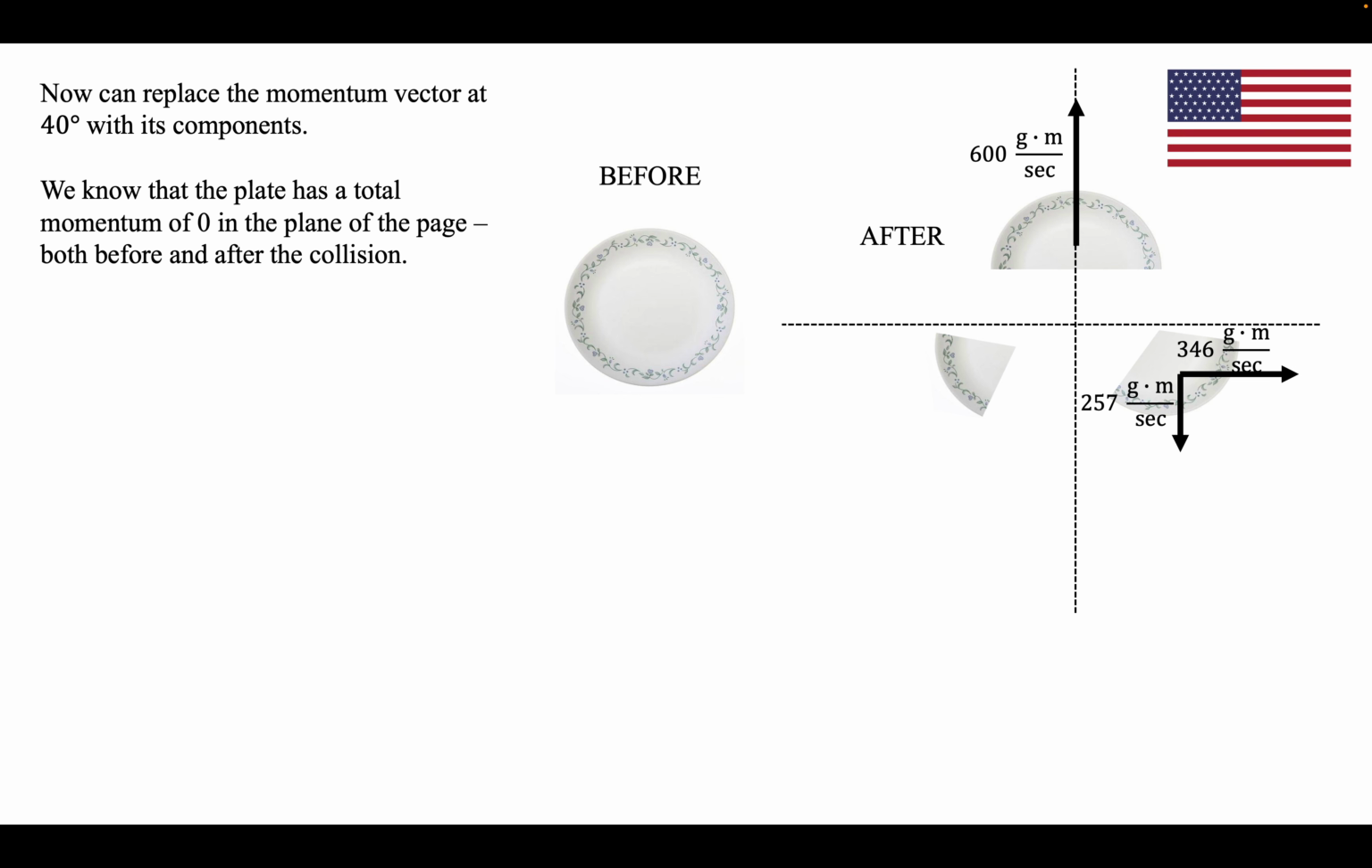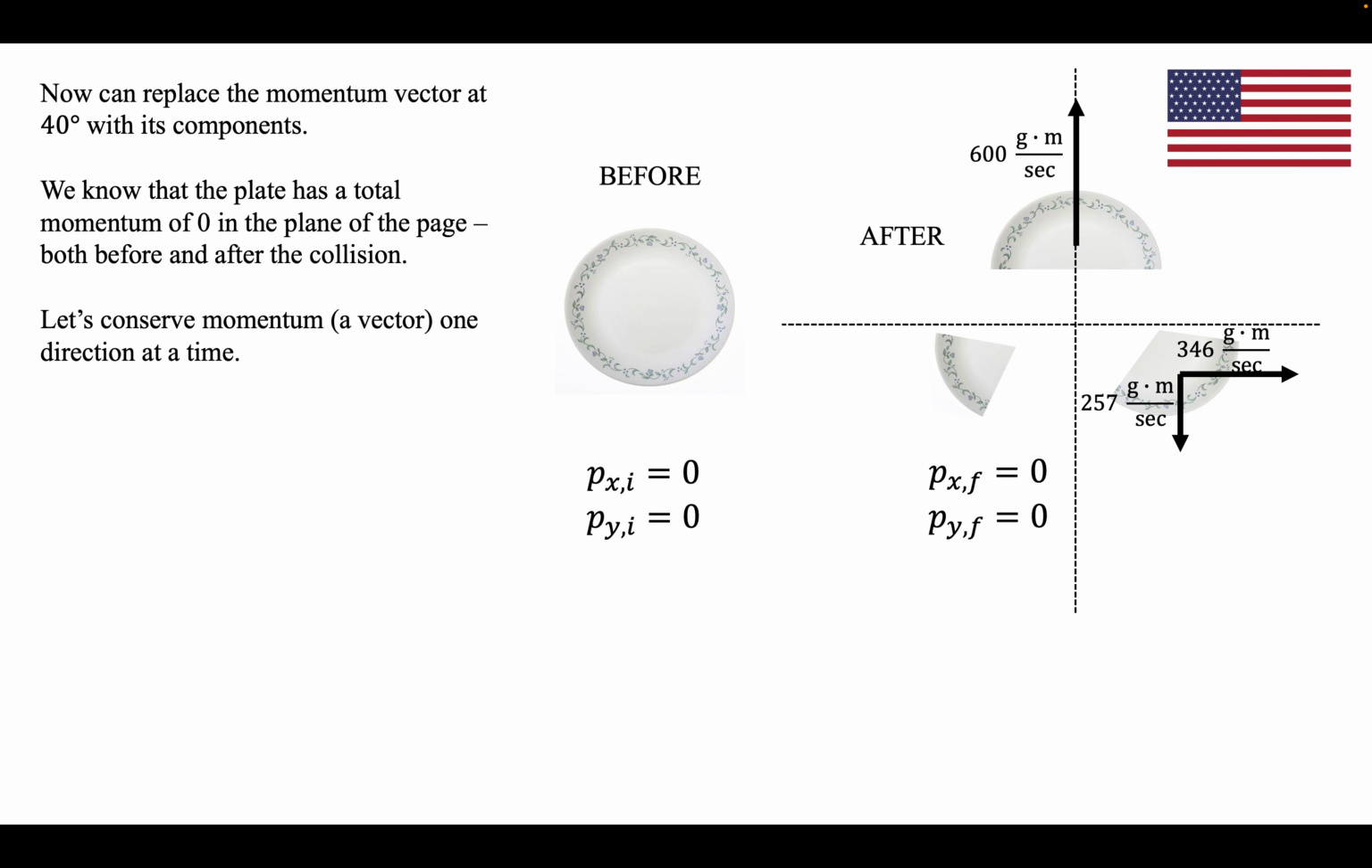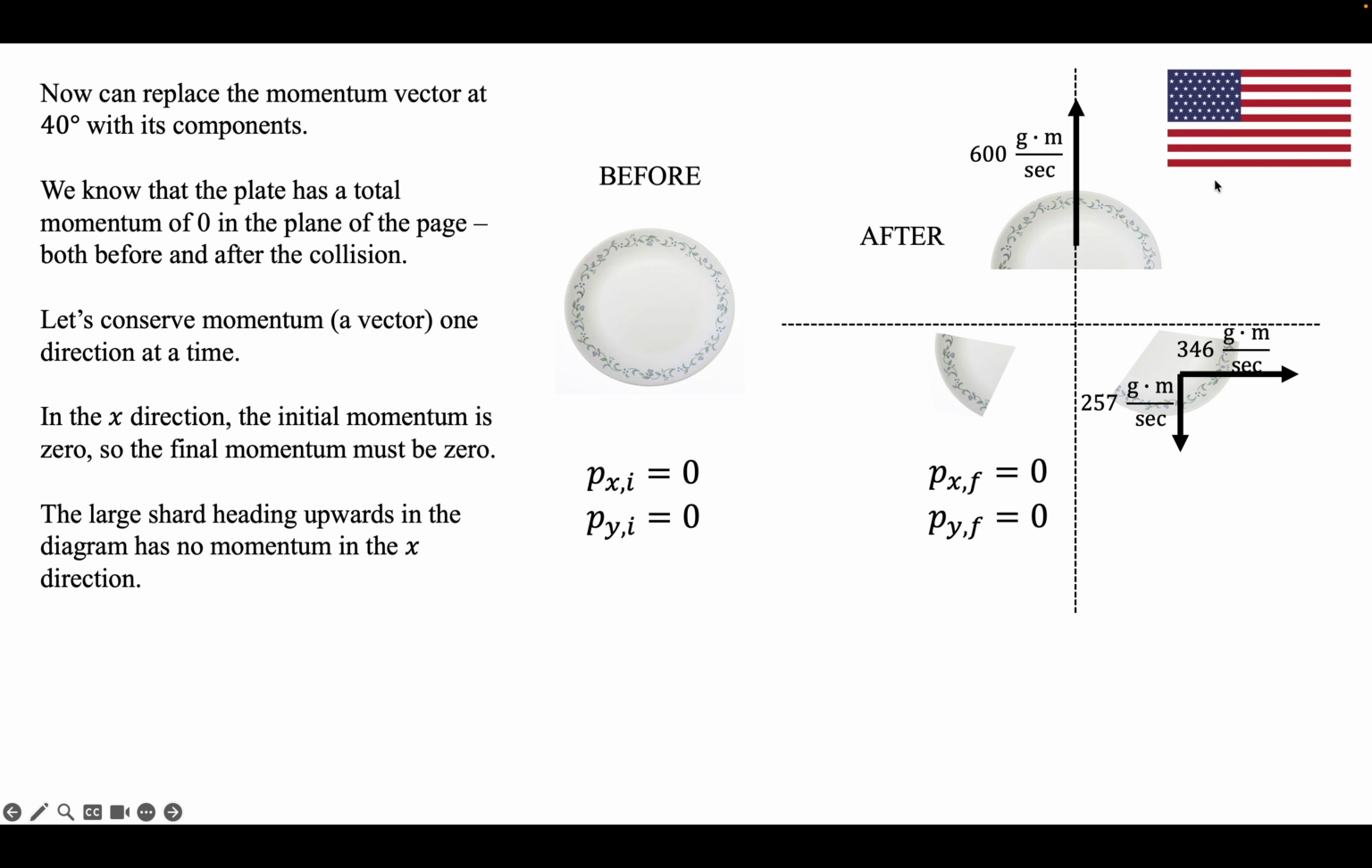Now we can think about conservation of momentum. The plate has zero total momentum before. It's got to have zero after in both the x and the y direction. Momentum's a vector. So we're going to conserve momentum one direction at a time, starting with the x direction. The initial momentum is zero. The final momentum is zero in the x direction.